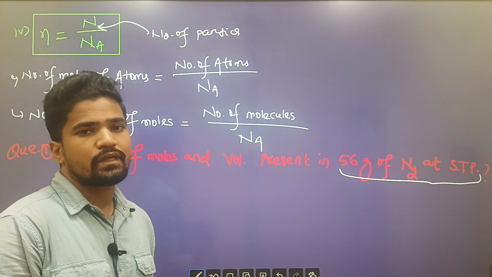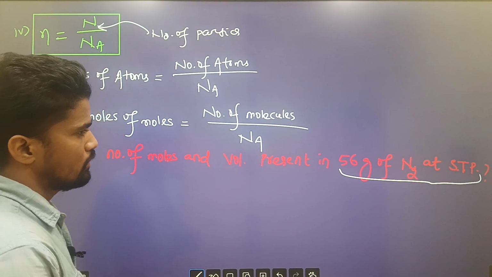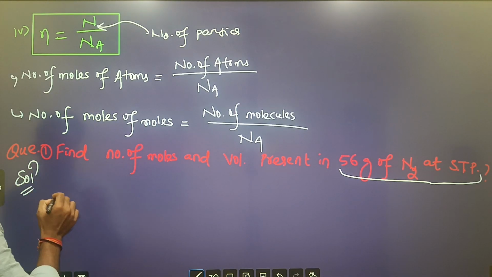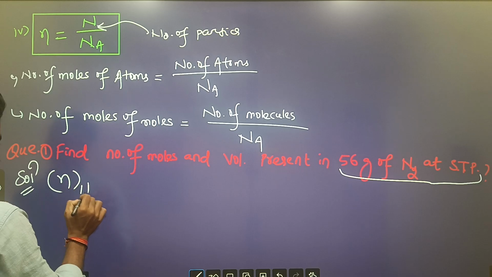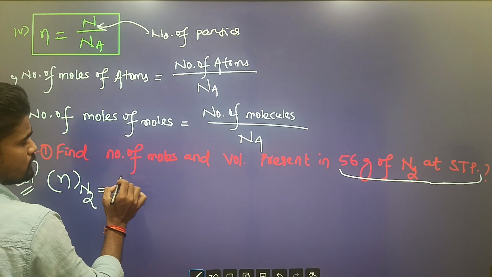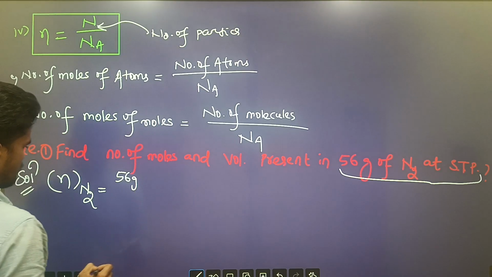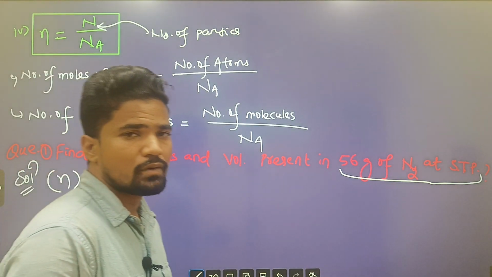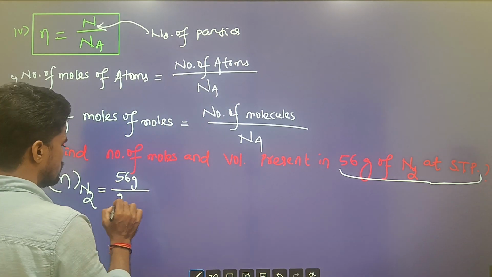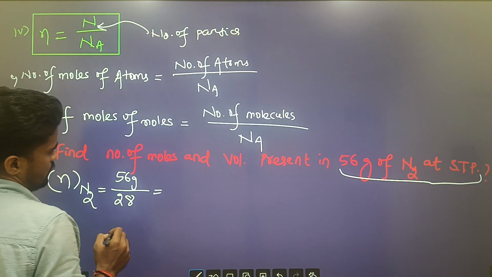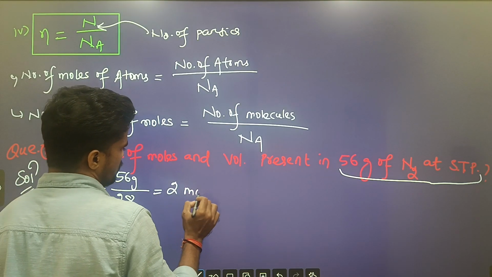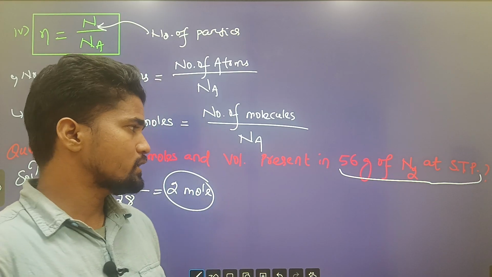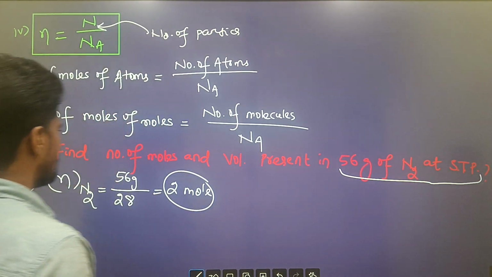If mass is given, we can calculate number of moles as given mass upon molecular mass. Yes or no? So the number of moles of N2 is equal to given mass, 56 gram, upon the mass of N2, which is 28, because the mass of one nitrogen is 14. So it is coming out 2 mole. So the moles of N2 for 56 gram is 2 moles.